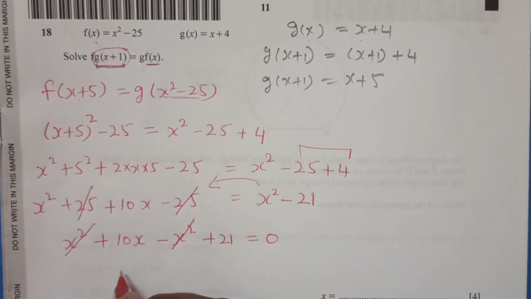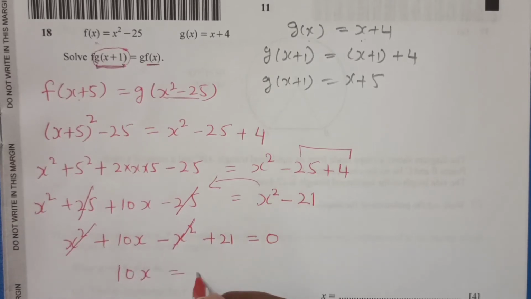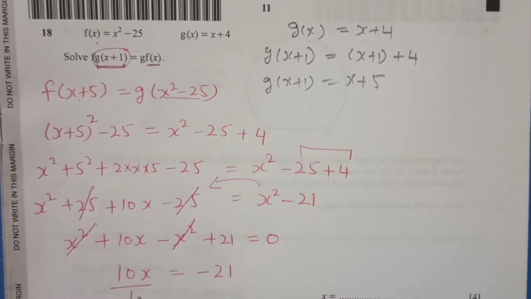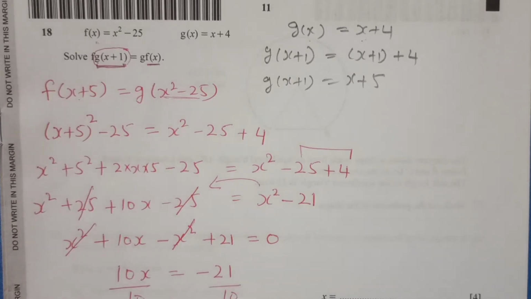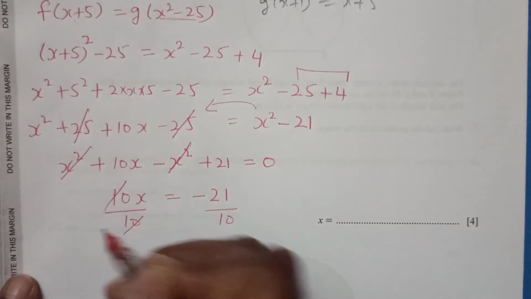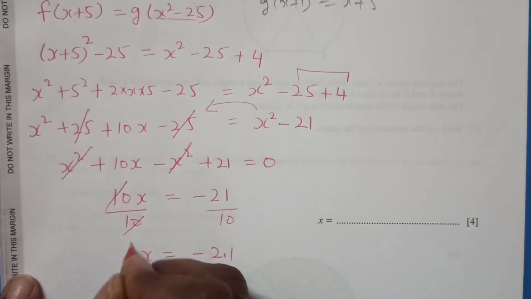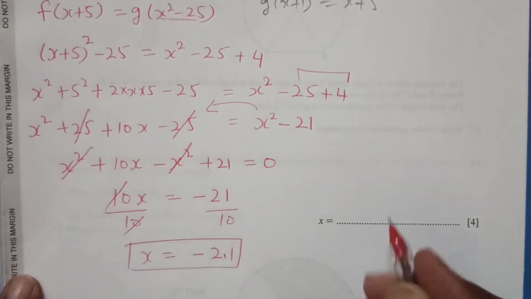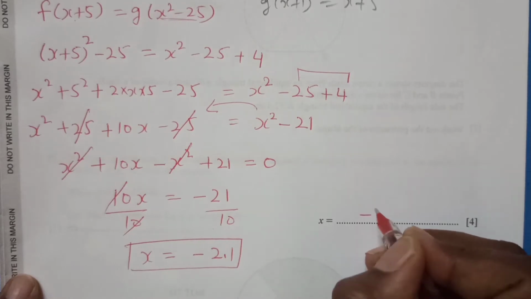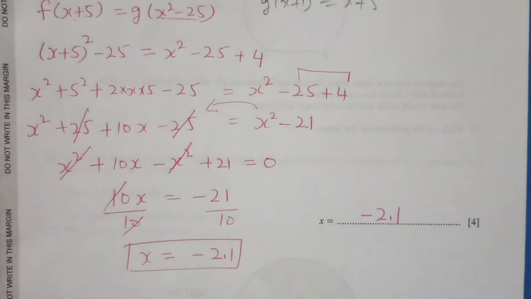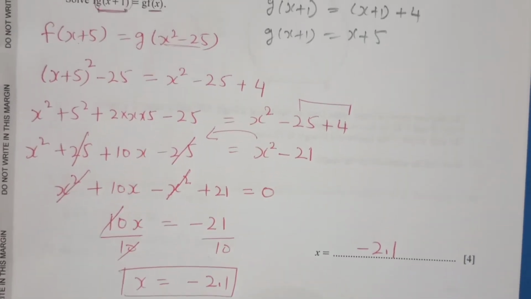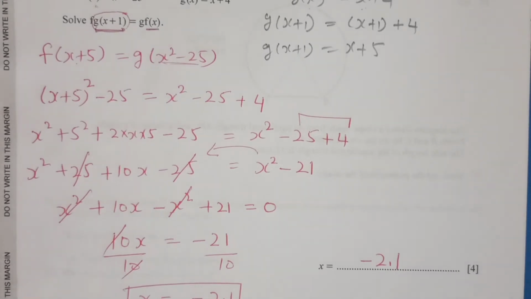So now we have 10x equals negative 21, divide by 10, divide by 10. So then this 10 and 10 are gone. So we have x equals minus 2.1. Right? So the value of x is negative 2.1. So that's how you can complete this question step by step.